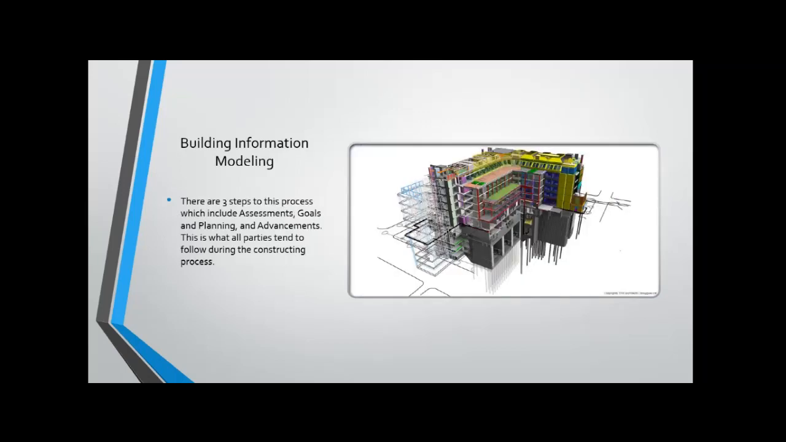The last factor I will cover is the building information modeling. BIM could be defined as the middle ground that all parties agreed on to create the structure. It is divided into three parts, which consist of assessments, goals and planning, and advancement.